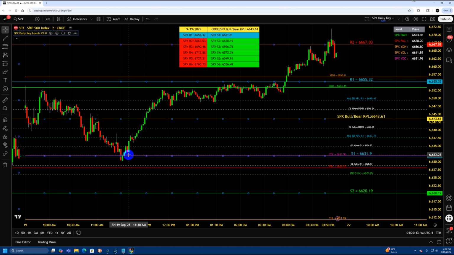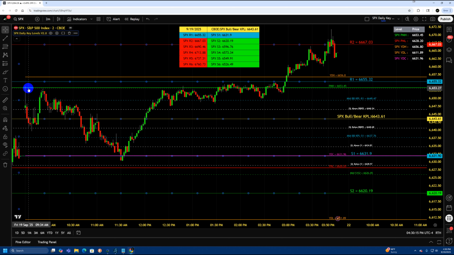But again, since your long entry here is based off of this level, your tight stop loss is the first quarter level below, which is QL below S1, and your standard stop loss is the first midpoint level below, which in this case from S1 is mid S1, S2. So as you can see here in today's session, this particular trade worked out very well.